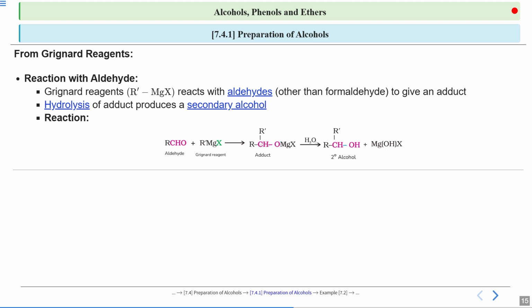The carbon is a secondary carbon, because that carbon is attached to two other R groups, which may or may not be the same, but two other carbons. So the carbon which is bonded with OH is bonded with two other carbons. So this is a secondary alcohol. Only formaldehyde is the aldehyde which produces a primary alcohol. All other aldehydes, after reacting with Grignard reagent and the hydrolysis process, give us a secondary alcohol.